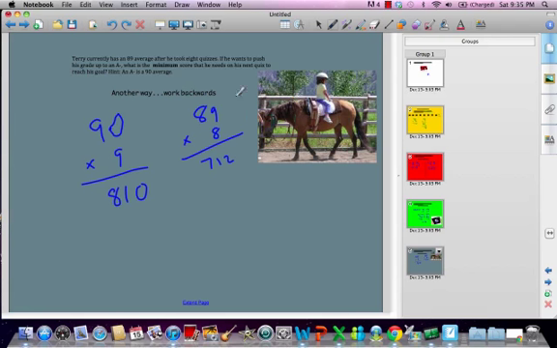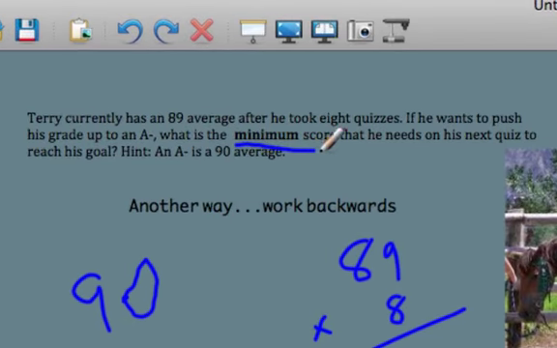Now, you might have said, well, 99 is a good answer then. You could get a 99 and have an A minus, or 100 and have an A minus, and you'd be right. Problem is, the question's asking for the minimum score, minimum meaning the lowest possible score, which is 98. Yes, you could also get a 99 and a 100, and I hope that's what you shoot for, but the minimum score would be a 98.